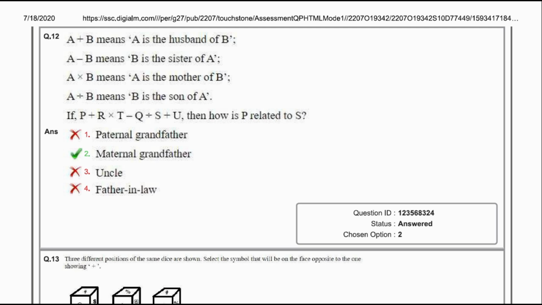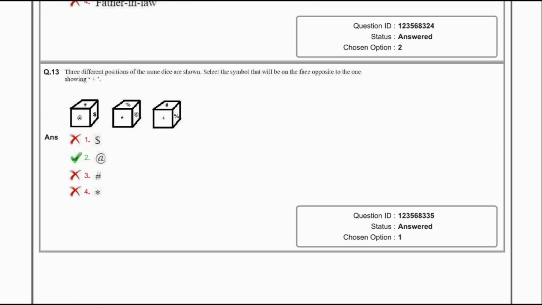Move to question number 13. 3 different positions of the same dice are shown. Select the symbol that will be on the face opposite to the one showing. Hashtag, @ or $ sign, percentage sign, star or @. Then hashtag, plus or percentage sign. Options are $, hashtag or star. So which will be the opposite to the one showing plus?